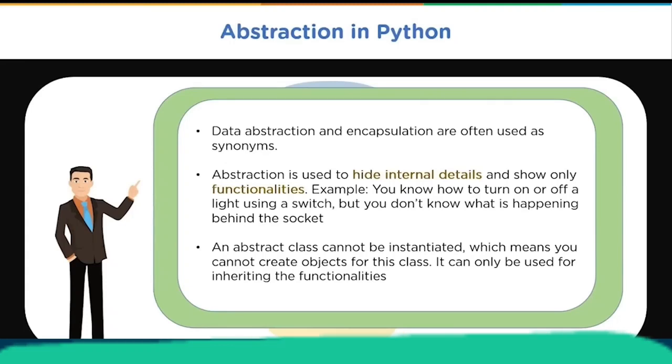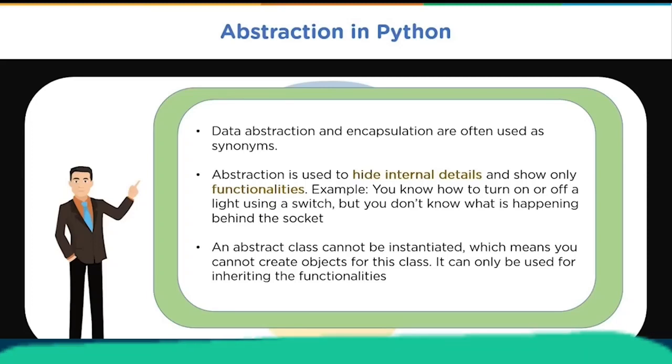Now, what is abstraction? Data abstraction and encapsulation are often used as synonyms. Abstraction is used to hide internal details and show only functionalities. For example, you know how to turn on or off a light using a switch, but you don't know what is happening behind the socket.